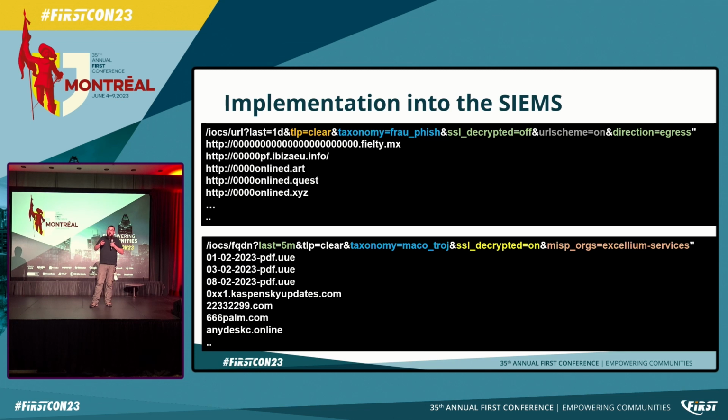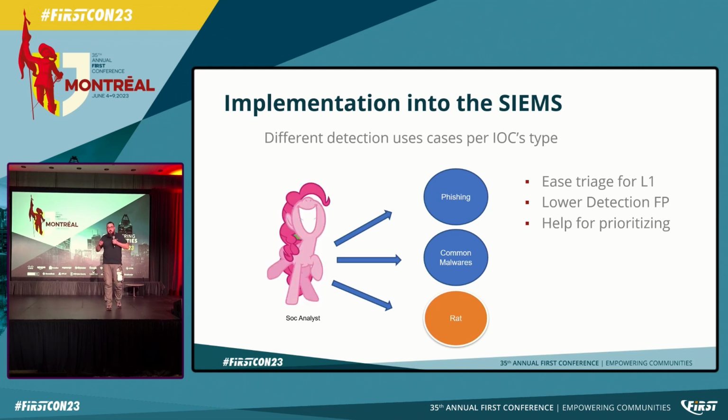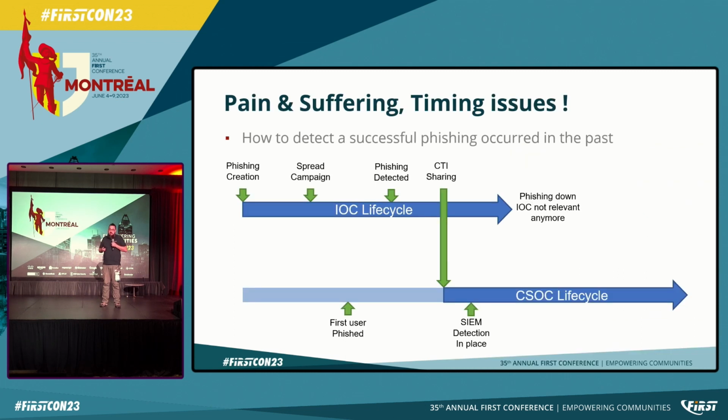You see, we have a flexible API which is able to detect and take some IOCs without the rest. It allows us to create different use cases for different needs. We are able to extract lists for phishing, lists for common malware, lists for RATs, which gives the SOC analyst the opportunity to be happy and to extract only data that is relevant for him, while always giving him the possibility to have the full view of the IOCs.